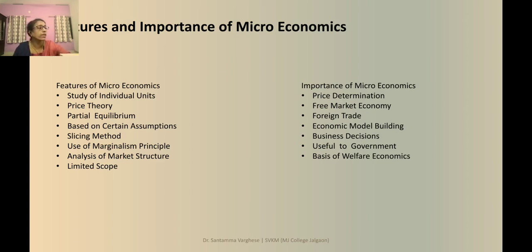Next, the fourth one. We discussed three points: study of individual units, price theory, partial equilibrium. The fourth one is based on certain assumptions. What is an assumption? We assume things. We can't take them as they are. We assume that if this condition is in this manner, then this will happen. We assume that if it is day, there will be sunlight. Like that, we assume many things.